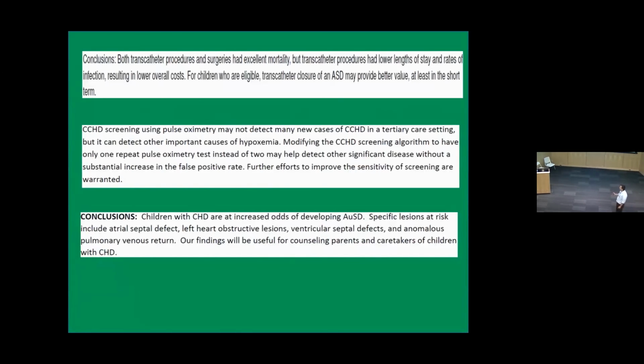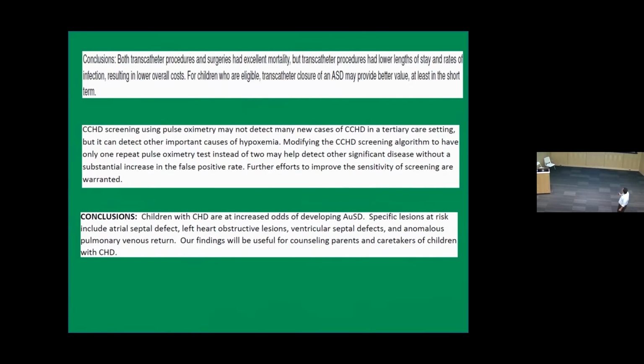This is the catheter one, the ASD one. Both transcatheter and surgeries have excellent mortality, but transcatheter procedures had lower length of stay and rates of infection, resulting in lower overall costs. So your take home is, for children who are eligible, transcatheter closure of ASD may provide better value, at least in the short term. Boom. There's the implications of your findings. All right. If you're on the fence about what to do for a kid, you're going to get the same outcomes for both. ASD surgery is a better value. Go there. Or the cath lab is a better value. Go there.